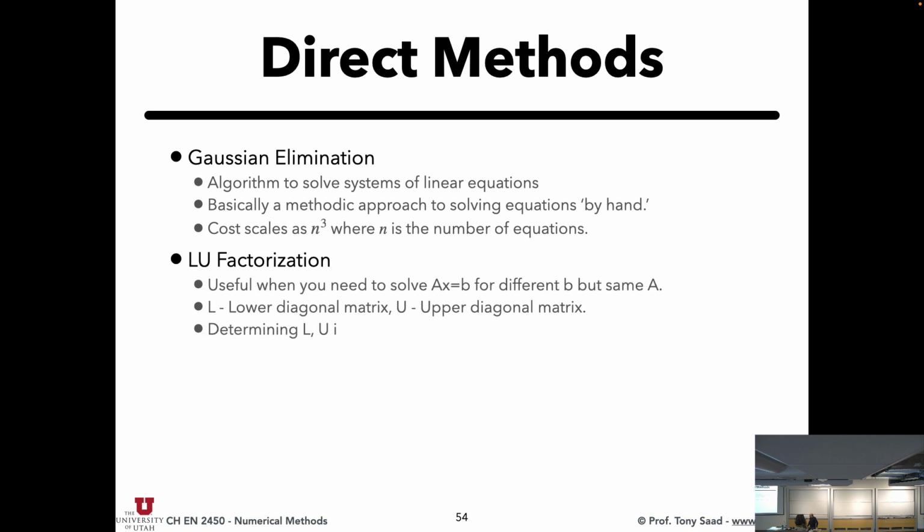Here's a summary of direct methods. Gaussian elimination, for example, is a direct method. The algorithmic complexity was n cubed. So as the number of equations increases, the number of operations, the time complexity, scales with n cubed.